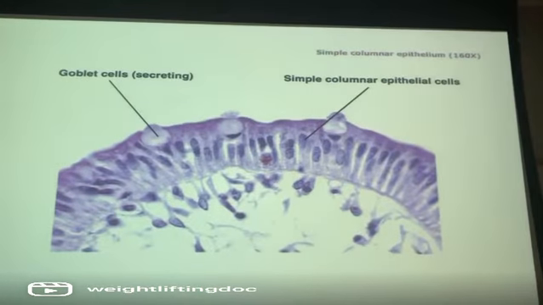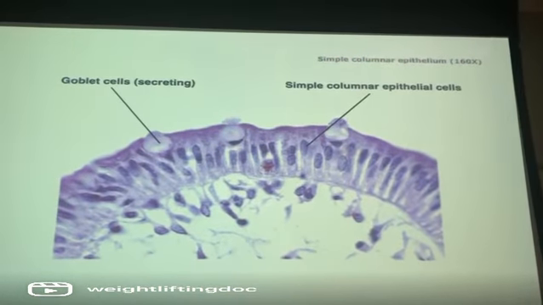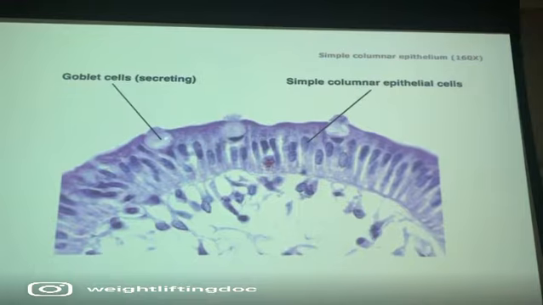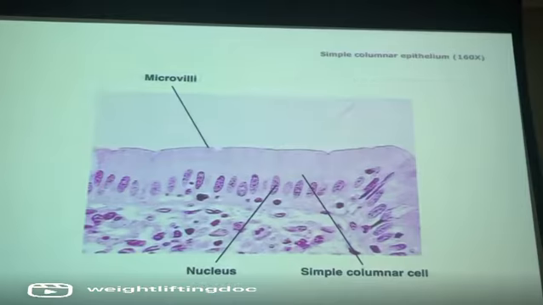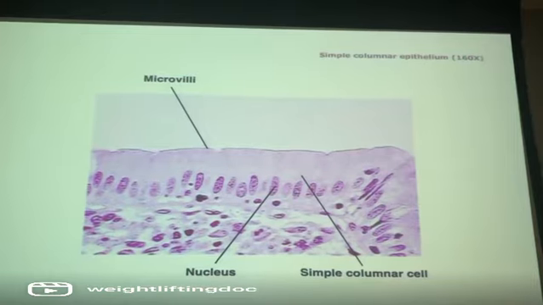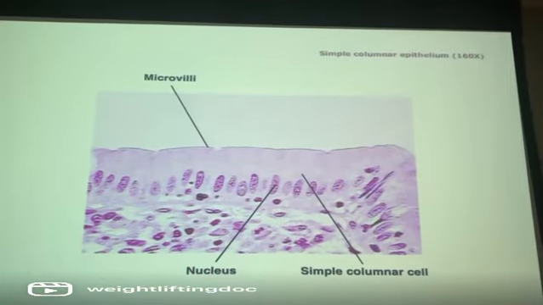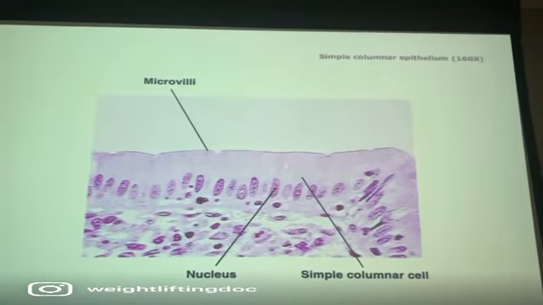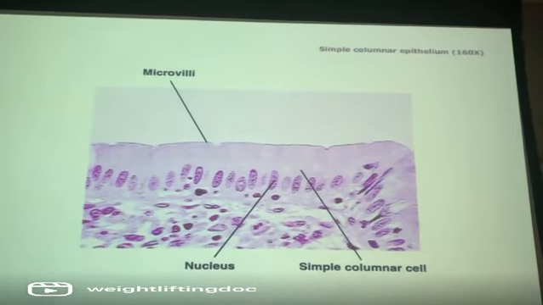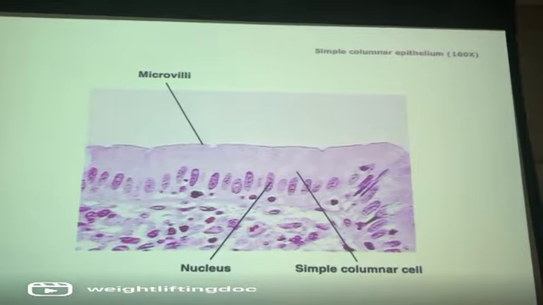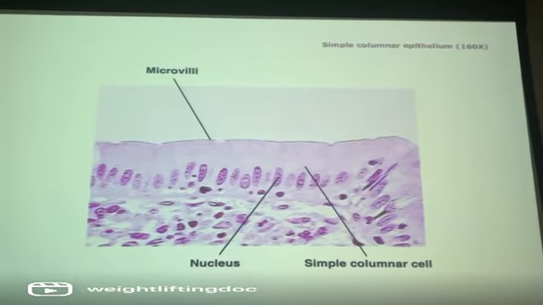If we look at another example of simple columnar, again, column-shaped cells, goblet cells as well, found within that tissue. A third example, again, same type of thing. And again, if we're pointing to any of the slides and it's pointing to the nucleus, you can say nucleus for that structure. Okay? So it's the nucleus of a simple columnar cell.